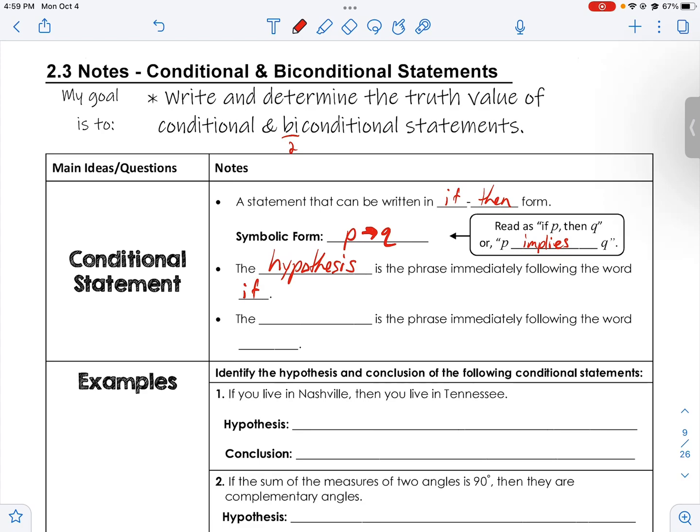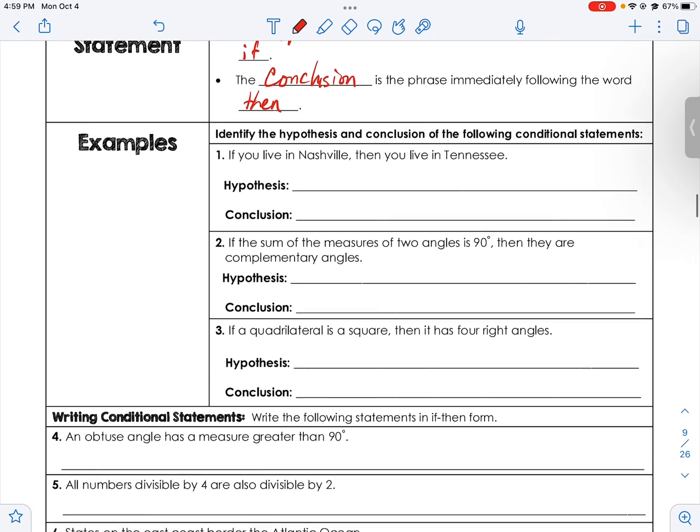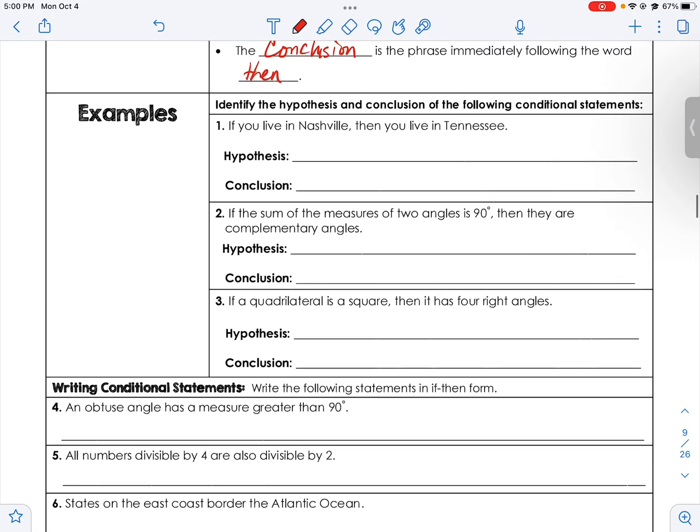And it doesn't matter where the if is, because sometimes you can write the sentences backwards. You can put the then first and the if last, but the conditional part of it is always if and then. Then always follows. Then is for after. Okay. The conclusion is the phrase immediately following the word then, or is the part that doesn't have the if in front of it. Okay. So if you live in Nashville, then you live in Tennessee.